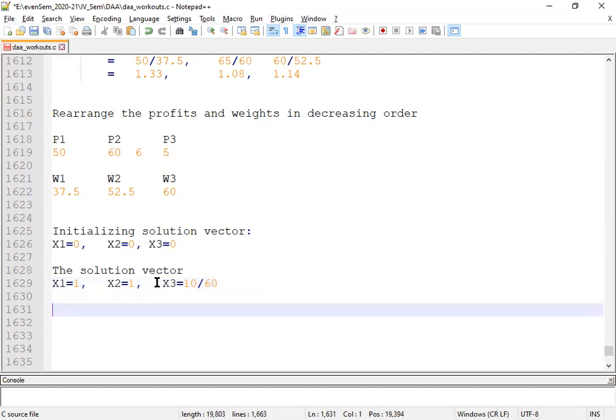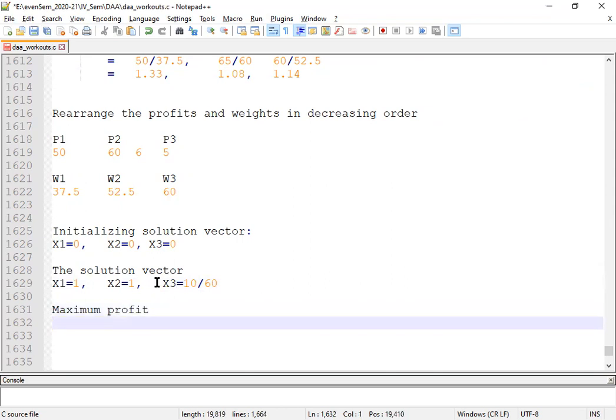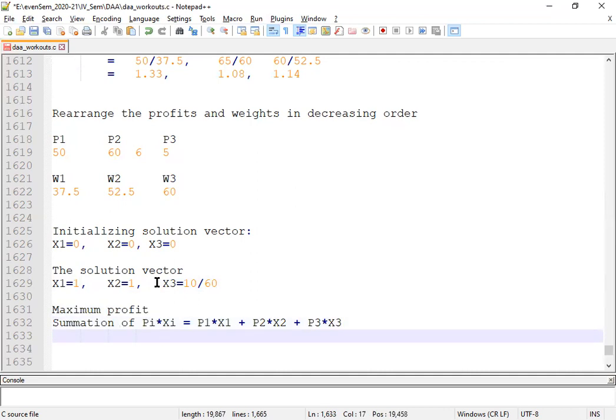Okay, next. Let us calculate now the maximum profit. Maximum profit is equal to the summation of Pi into Xi. So summation of Pi into Xi is nothing but P1 into X1 plus P2 into X2 plus P3 into X3. Let us substitute the values here.